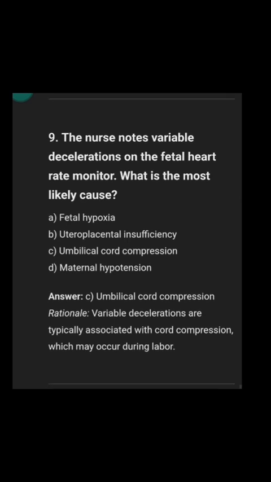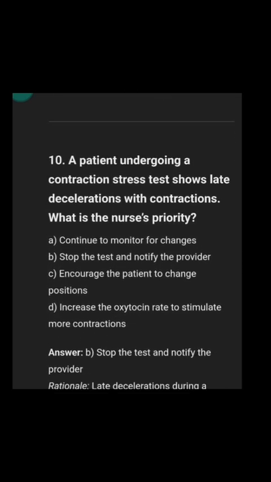9. The nurse notes variable decelerations on the fetal heart rate monitor. What is the most likely cause? A. Fetal hypoxia. B. Uteroplacental insufficiency. C. Umbilical cord compression. D. Maternal. Umbilical cord compression. Rationale: variable decelerations are typically associated with cord compression, which may occur during labor.